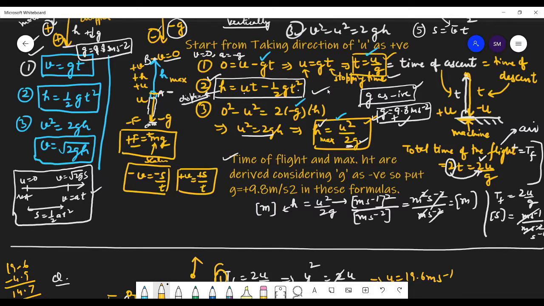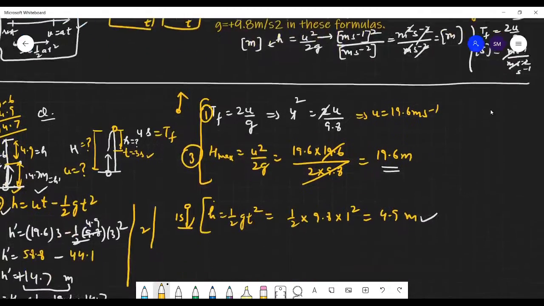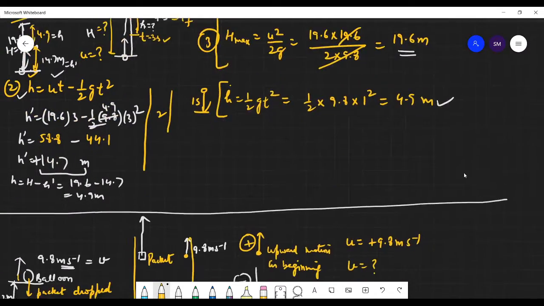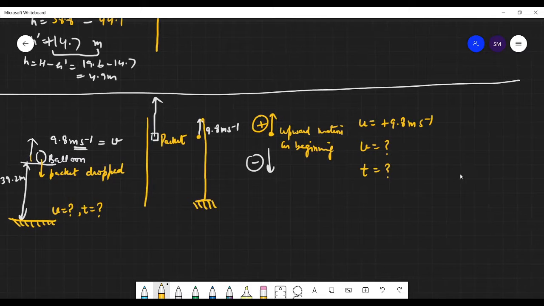Yes. What do you know? Yes, tell me. Sir, to find time, we will apply S equal to u by t. Time, what will the time tell you? If you are finding time, what does the time tell?